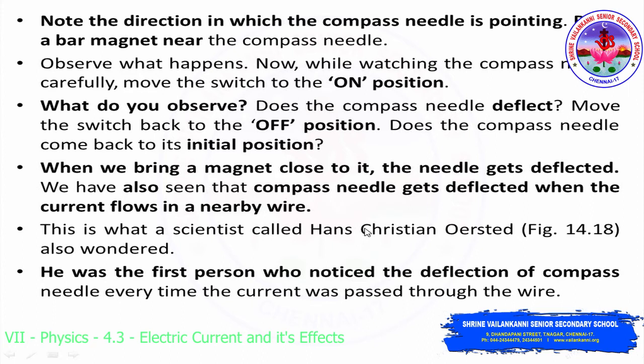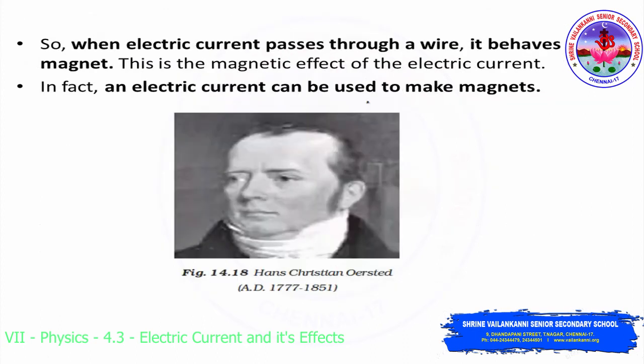This was found by the scientist Hans Christian Ørsted, and he also found that the deflection does not occur only when you bring a bar magnet close to the compass needle, but also when current flows in a nearby wire. The compass needle gets deflected. He was the first person who noticed the deflection of the compass needle every time the current was passed through the wire.